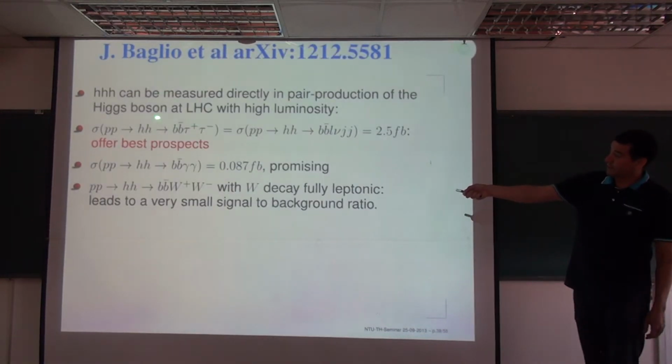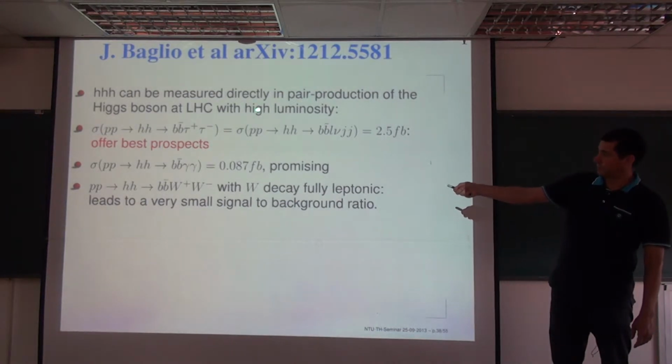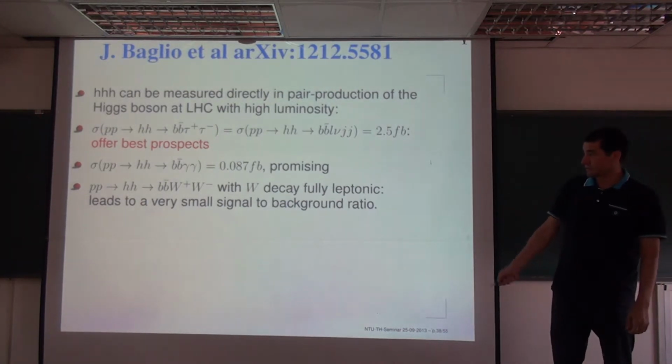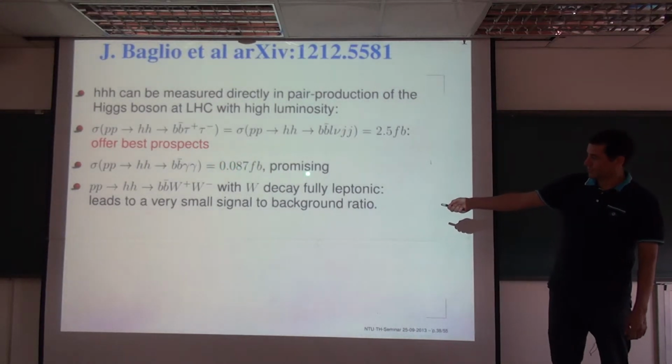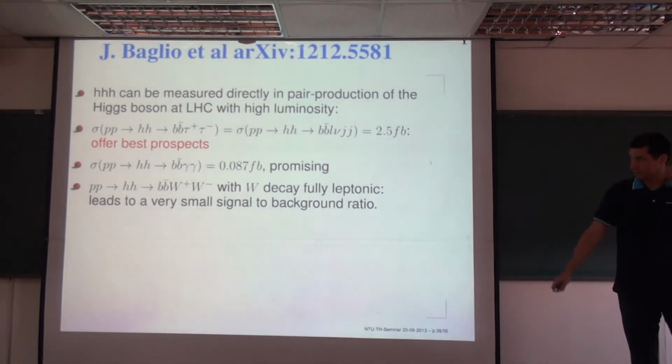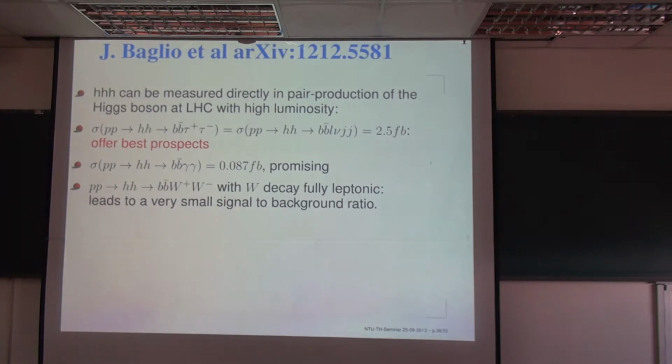But this channel gives the best prospect for measuring the triple coupling of the Higgs. The cross section, as you can see, is very small, but it's very promising, especially for the high luminosity LHC. When I say high luminosity, I mean the maximum of 3000 inverse femtobarn. You can do this measurement with this one.